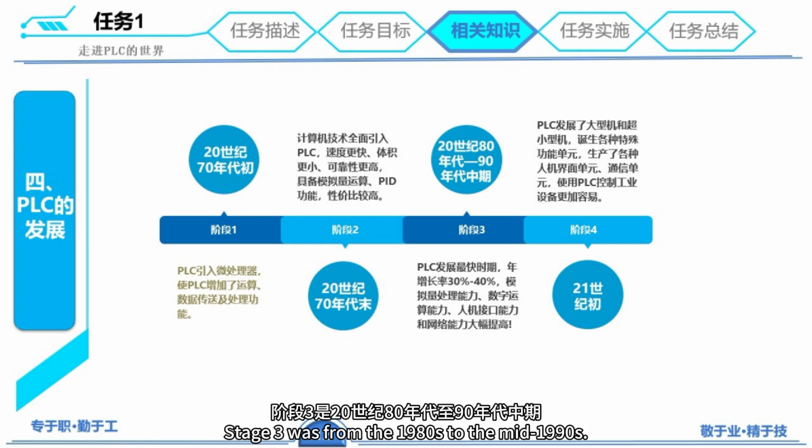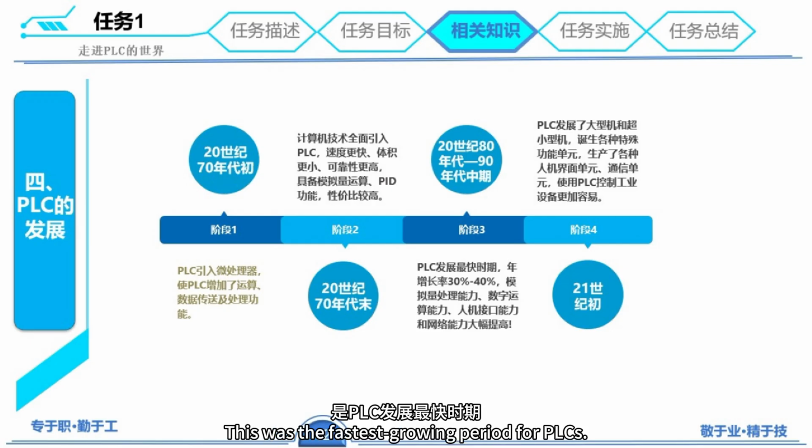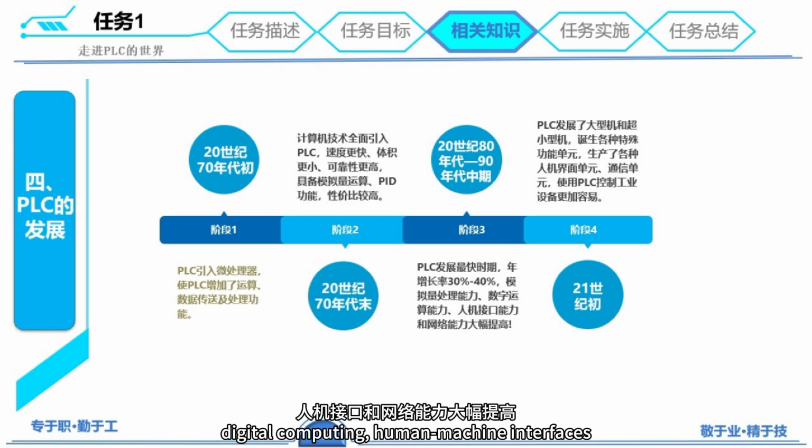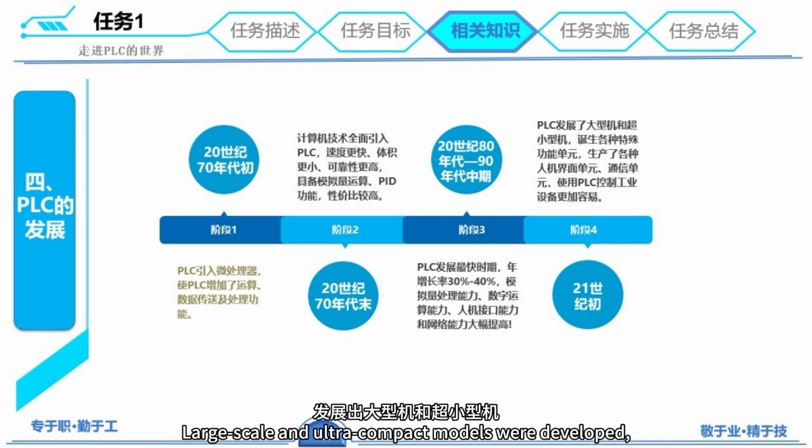Stage 3 was from the 1980s to the mid-1990s. This was the fastest growing period for PLCs. Its annual growth rate hit 30 to 40%. During this phase, PLCs saw massive improvements in analog processing, digital computing, human-machine interfaces, and networking capabilities. Large-scale and ultra-compact models were developed.